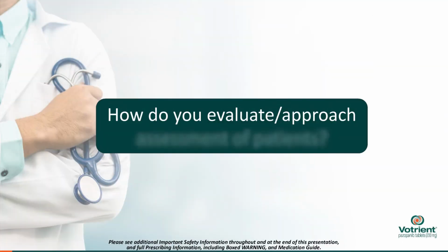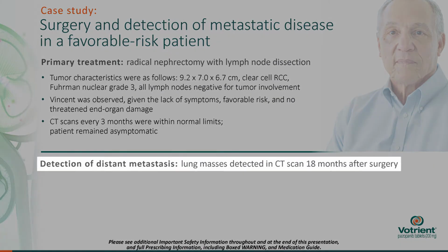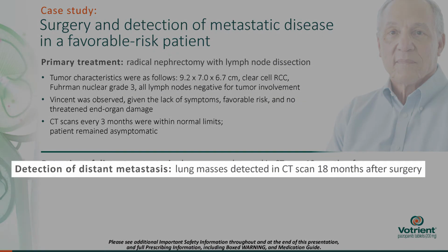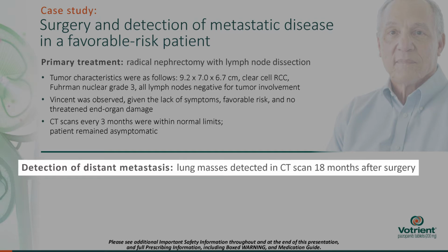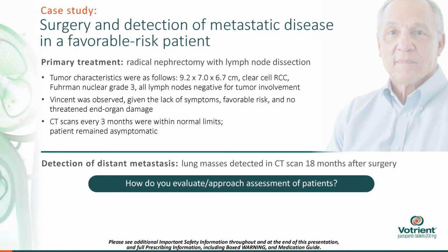So how do you evaluate or approach the assessment of patients when they find distant metastases, which is what happened to this patient? He had lung masses detected on a CAT scan 18 months after surgery. The patient was still asymptomatic. This was found on a routine surveillance CAT scan. And the question is, what factors should you consider as you evaluate a treatment approach for this patient?